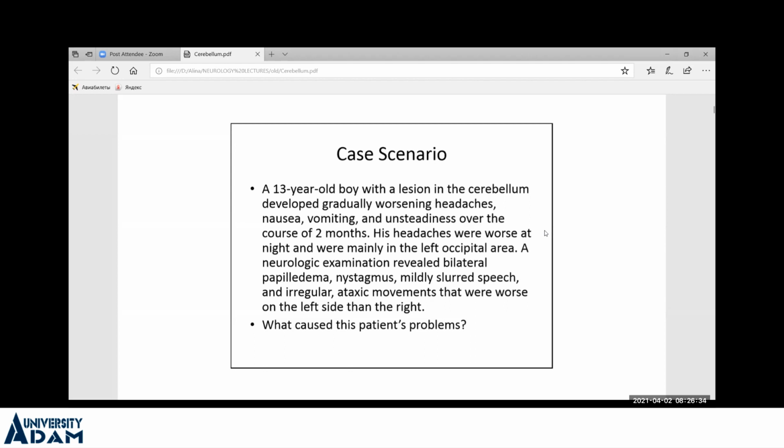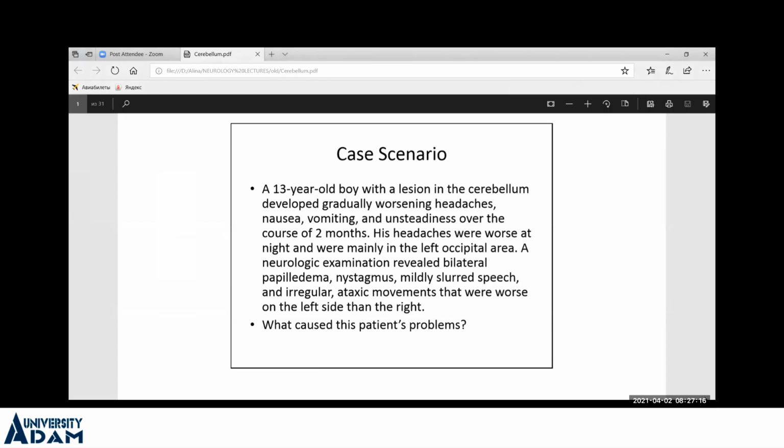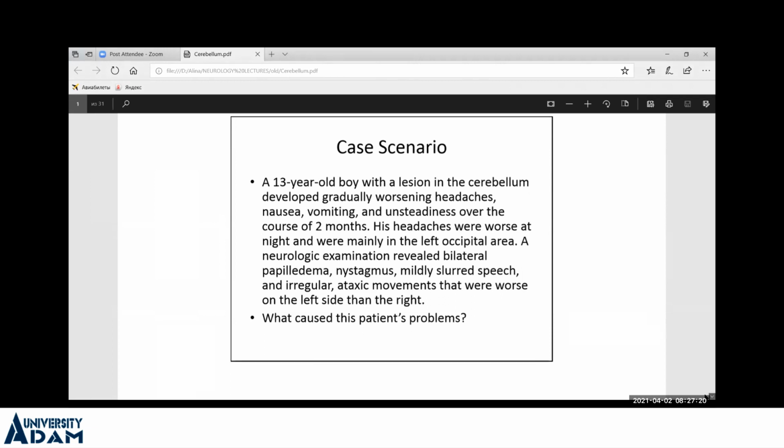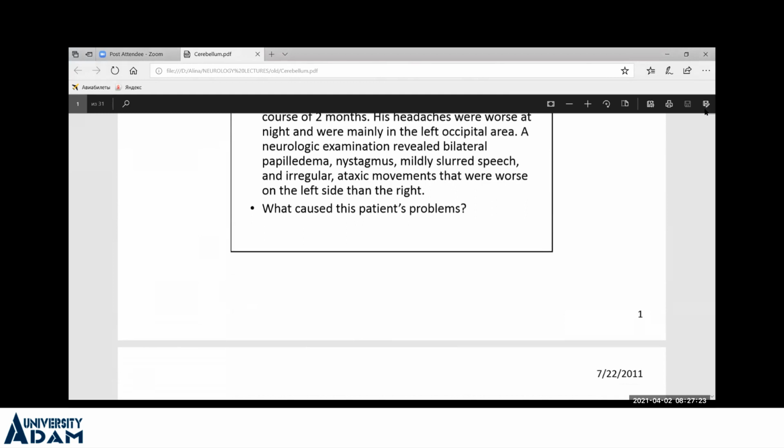So guys, as you remember, yesterday when we talked about the cerebellum, we said that the cerebellum influences the cortex by the contralateral parts, but the cerebellum was connecting to the pyramidal system on the ipsilateral side, on the same side, right? So you may think that here you can see ataxic movements that were worse on the left side than on the right. Then you can see that the lesion is in the left hemisphere of the cerebellum, not on the right hemisphere, okay? According to this information given in this case.